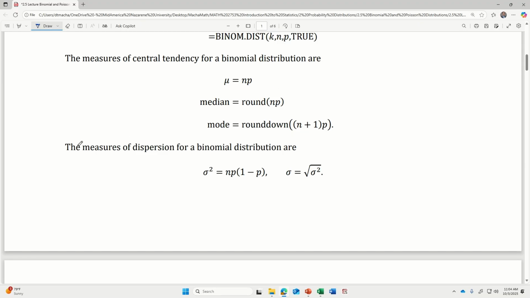And then the measures of dispersion, well, here's my variance. The lowercase Greek letter sigma squared is variance. And then the variance is going to be n, the number of attempts, times p, the probability of success, times 1 minus p. So it's the attempts times the probability of success times the probability of failure. And then the standard deviation is, of course, just the square root of the variance. And that's always true for any binomial distribution.